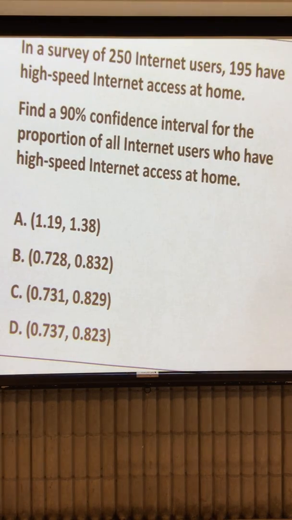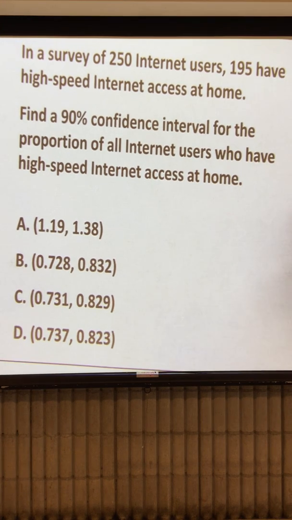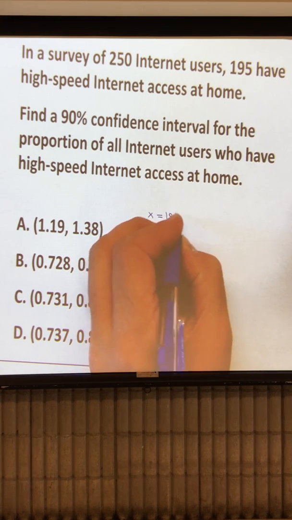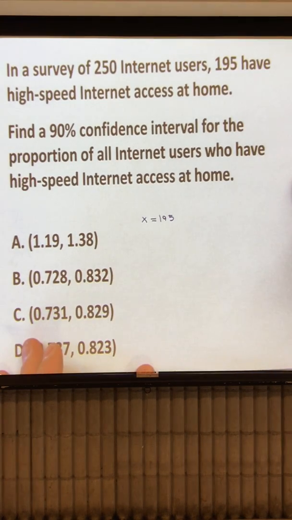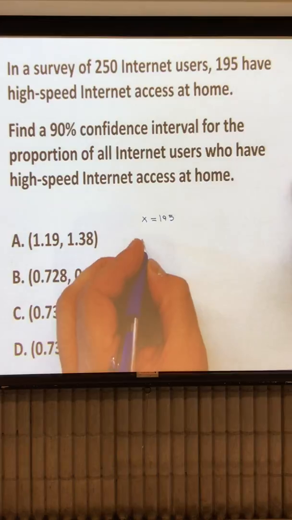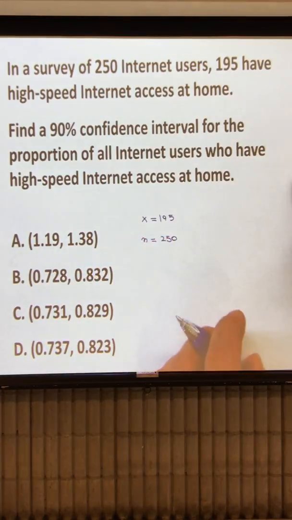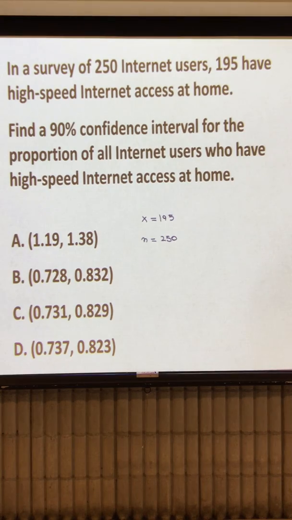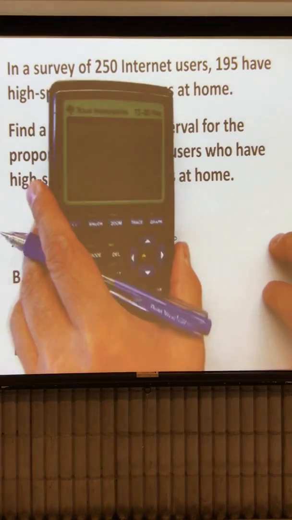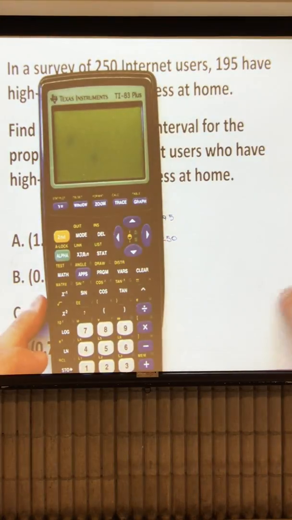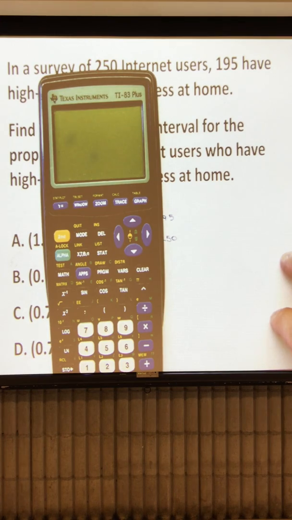For the last problem, we have a proportion. So we will use again the graphing calculator. X, the number of successes, is 195. N is equal to 250. So we will go to use the graphing calculator. So let me adjust the light for a minute. And then we have to follow the same steps as we followed on the exercises.